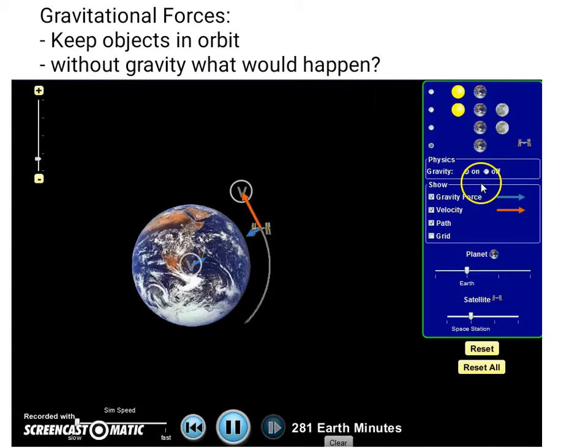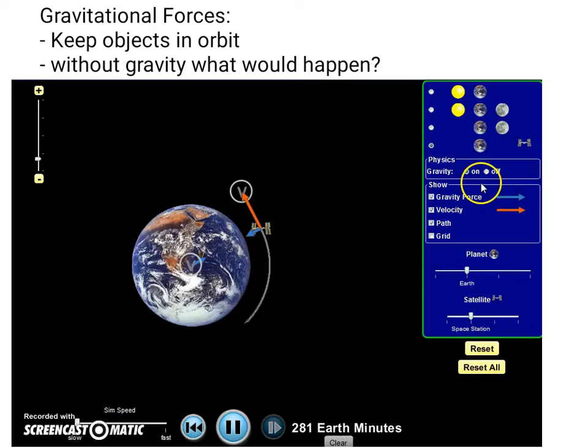So gravitational forces are going to keep objects in orbit. So as you can see here, we have it paused right now, but these gravitational forces are attractive between our satellite and Earth. So this is just going to go round and round in a circle as it's orbiting Earth. Okay? Now this velocity vector is, if we didn't have gravity and we let go of it right there at that instant, that's the direction it would be going.